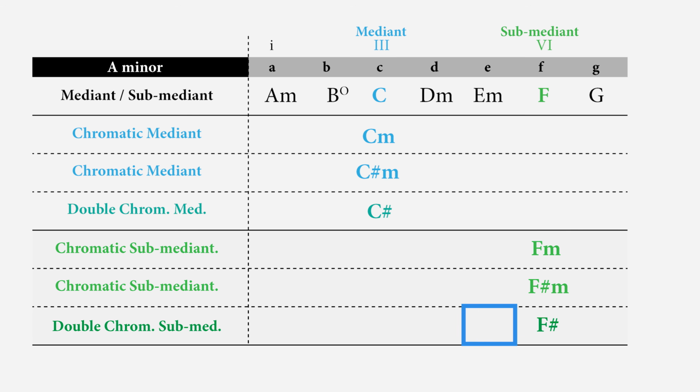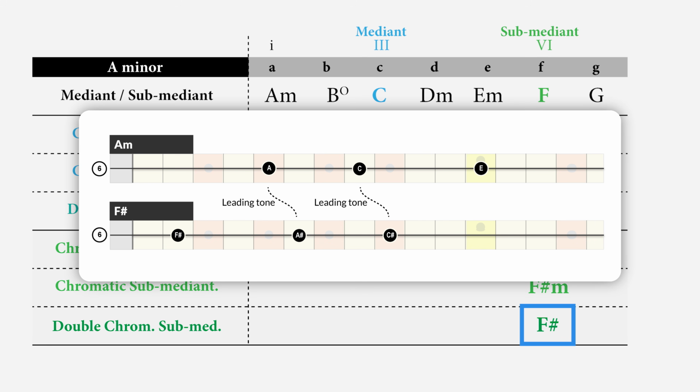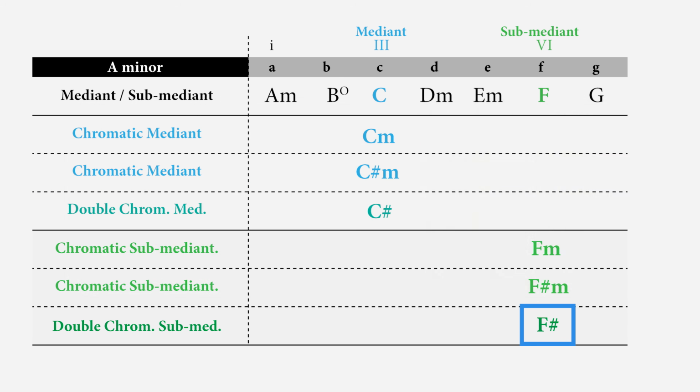Finally, we have that double chromatic submediant F-sharp major, which has not a single note in common with the A minor chord. It has some relation with the parallel major key A major, but it's not an A major diatonic chord. The A minor and F-sharp major chord have less connection than the chromatic submediants F-sharp minor and F minor. It sounds like this in combination with the tonic A minor.